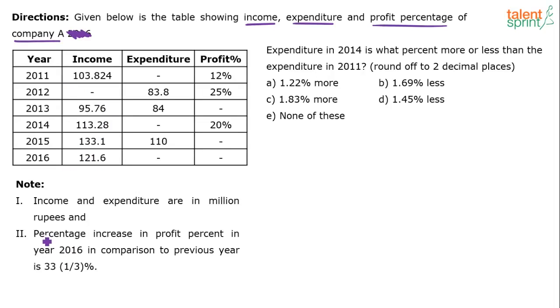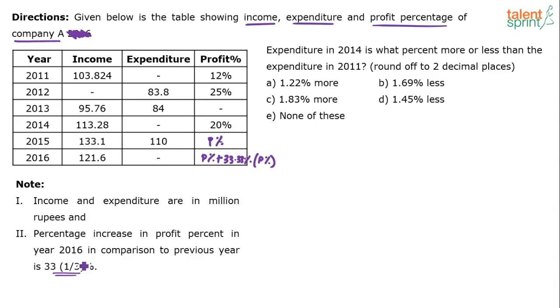And then he says the percentage increase in profit percent in year 2016 in comparison to the previous year is 33 1/3 percent. Understand, the percentage increase in the profit percentage in the year 2016 with respect to the previous year is 33.33 percent, which means if the profit in this year is P percent, the profit in the next year will be P percent plus 33.33 percent of P percent.